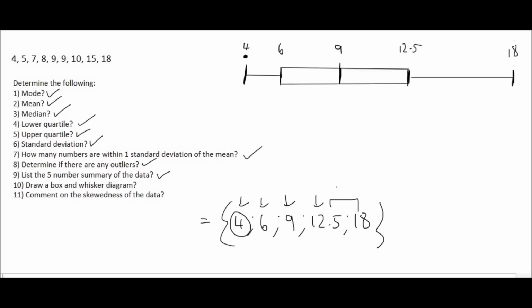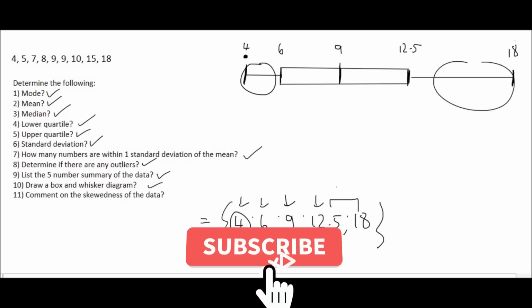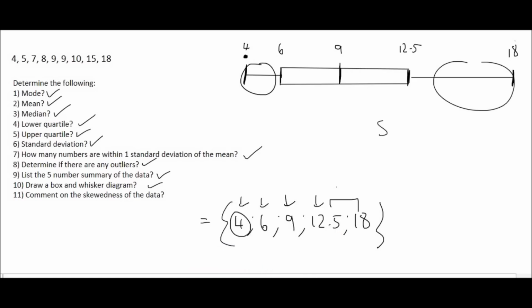Then the last question asks us to comment on the skewness. Okay, so skewness is always a weird one. All that you need to look out for is these 2 tails. Well, those are the whiskers, right? Because we call it a box, which is the central part, and the whisker, which is the 2 parts on the side. It's longer on the right-hand side, and so we'll just say skew to the right.